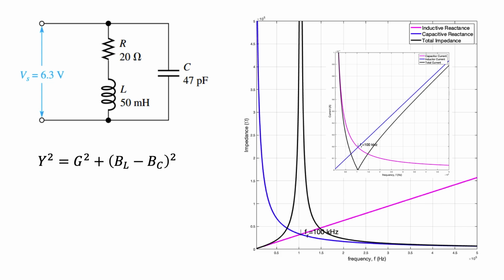Let's consider this circuit as an example. Furthermore, let's consider the ideal case and ignore the resistance for now. The admittance is given by the following equation, where G is equal to 1 over R, BL is equal to 1 over XL, BC is equal to 1 over XC, and Y is equal to 1 over Z. Since we are ignoring R for now, we also ignore G so that the admittance is purely due to the susceptances.